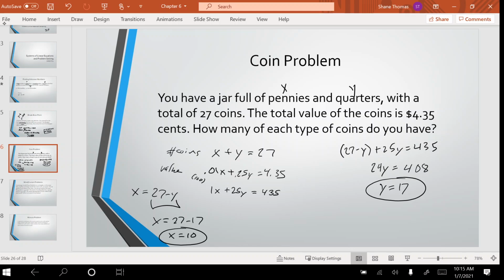Question on this. Still feeling good about life? Why do you have a scared look on your face? Huh? It looked painful. All right, next one. Good with that one? Good with the coin problems?